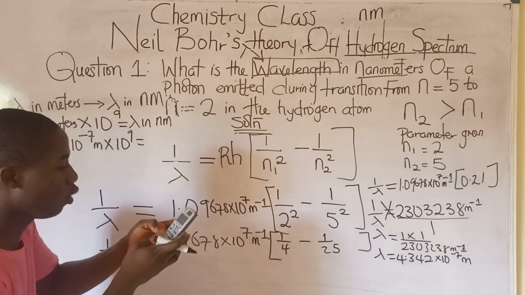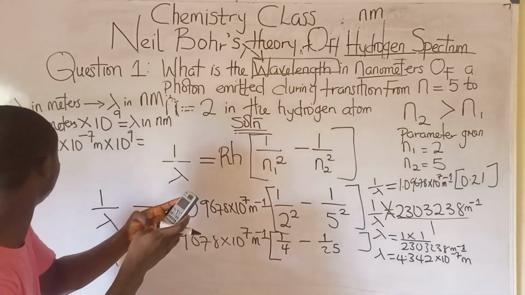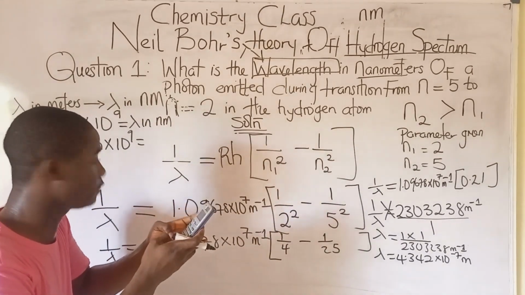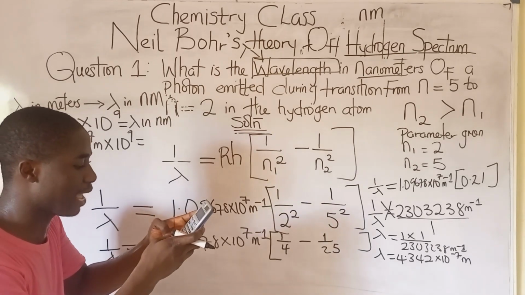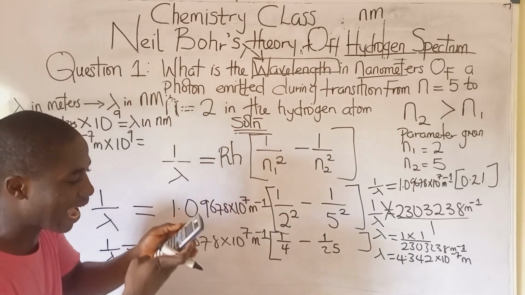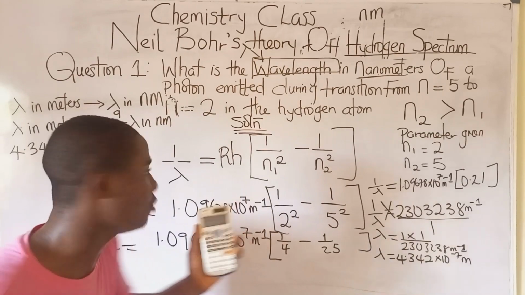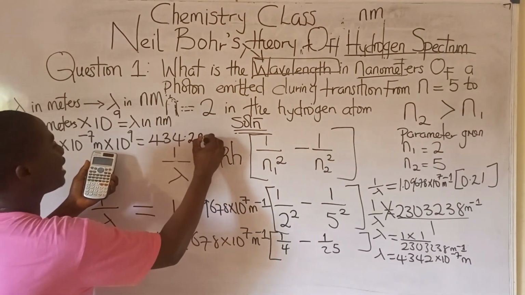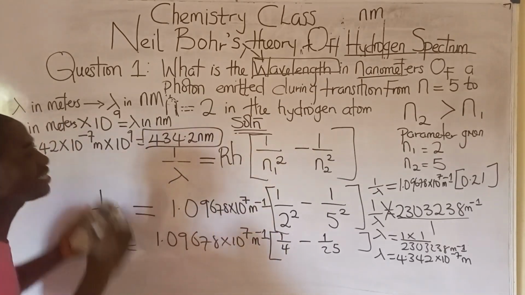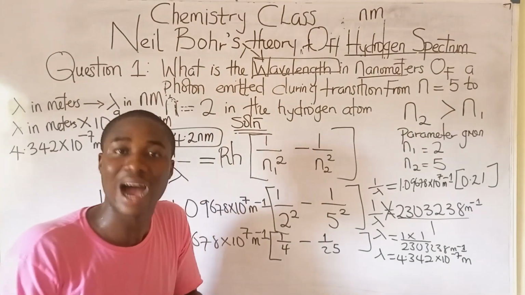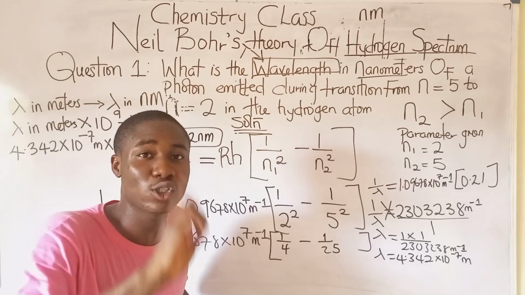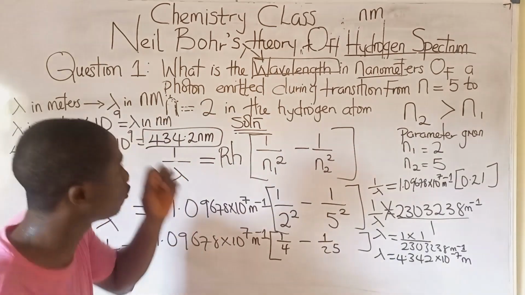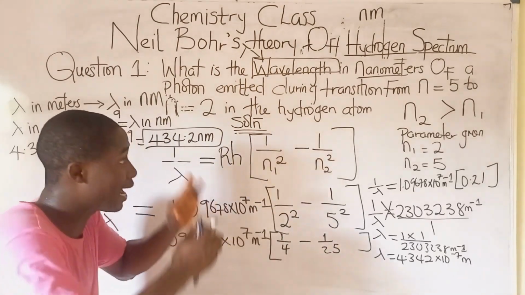So let's work. We simply say 4.342 times 10 raised to the power of minus 7 times 10 raised to the power of 9. We are having our value in nanometers now. So the value becomes 434.2 nanometers. So you can see how questions on this aspect are being tackled without stress. It is not difficult at all. We have to understand the basic principles that guide all this.